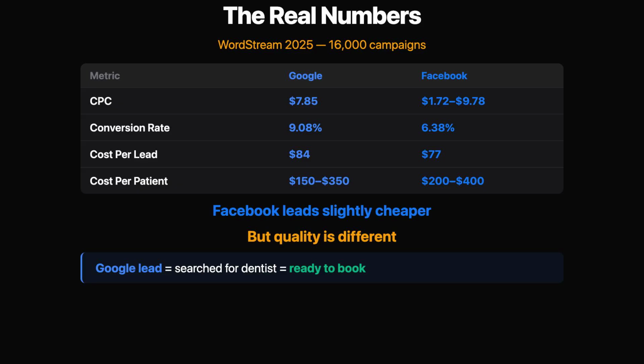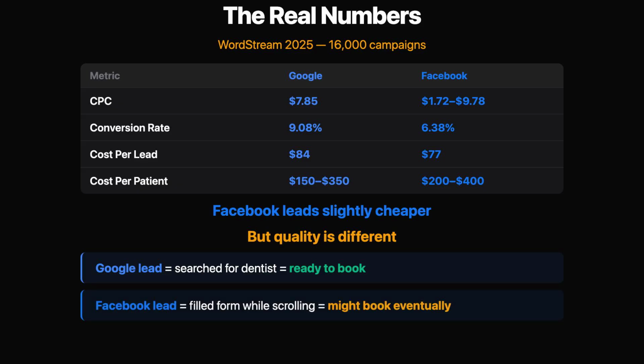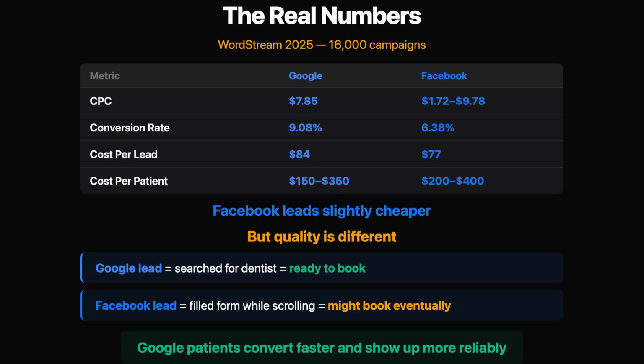But, and this is the part agencies don't tell you, the quality is different. A Google lead is someone who searched for a dentist. They're ready to book. A Facebook lead filled out a form while scrolling. They might book. Eventually, if you follow up. The real number that matters is cost per patient who actually shows up. On Google, that's typically $150 to $350. On Facebook, it's $200 to $400. Google patients convert faster and show up more reliably.